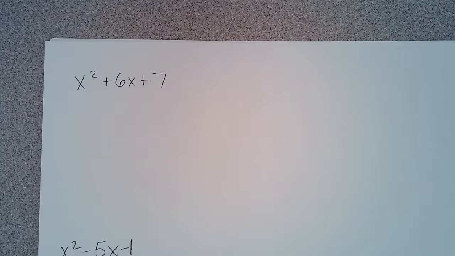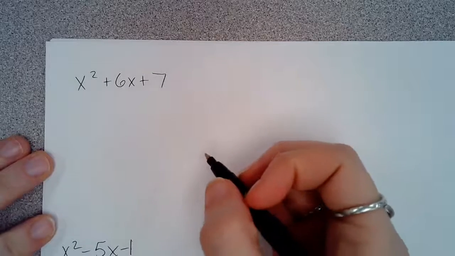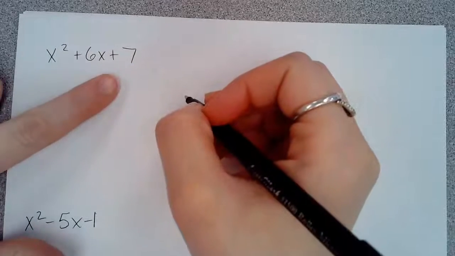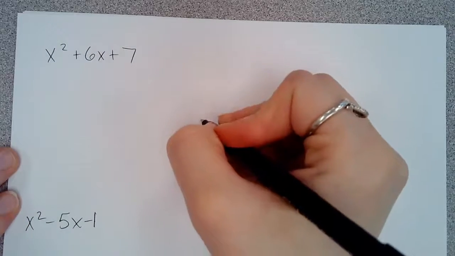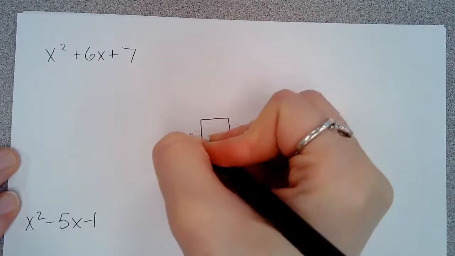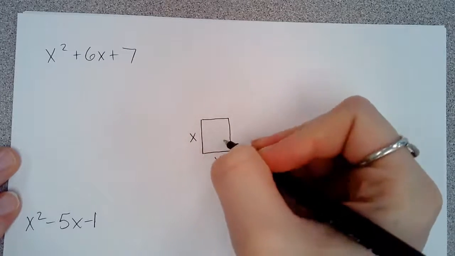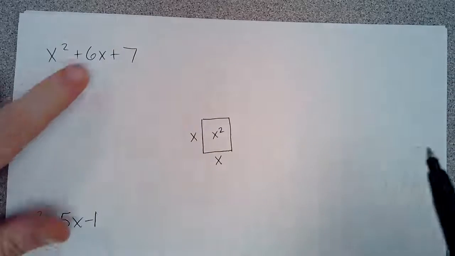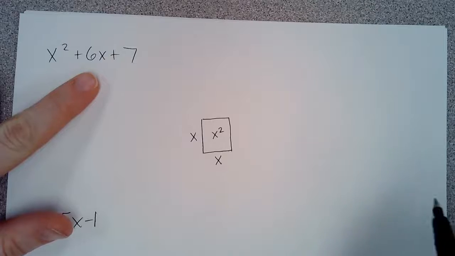All right, guys, we're just going to do a quick review here of completing the square. So when we're doing completing the square, if you remember, we're looking at this with algebra tiles. So we have our x squared algebra tile, has a length of x, a width of x, and an area of x squared. Then we have the 6x algebra tiles.